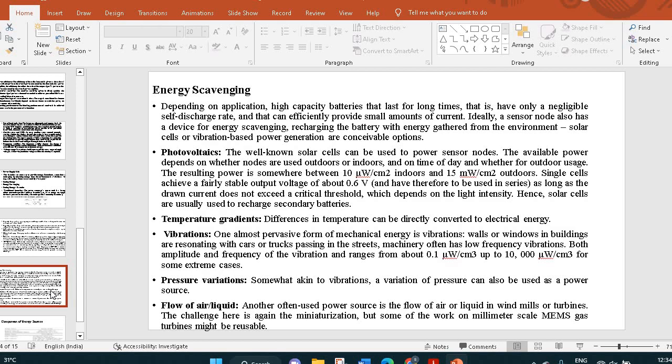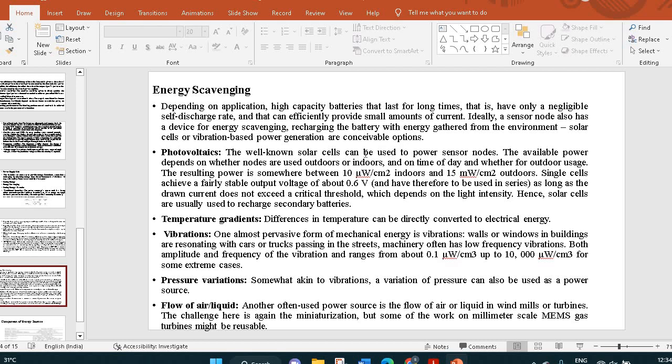Then energy scavenging. Depending on application, high capacity batteries that last for long times, that is, have only a negligible self-discharge rate and that can efficiently provide small amounts of current. Ideally, a sensor node also has a device for energy scavenging, recharging the battery with energy gathered from the environment. Solar cells or vibration-based power generation are conceivable options.